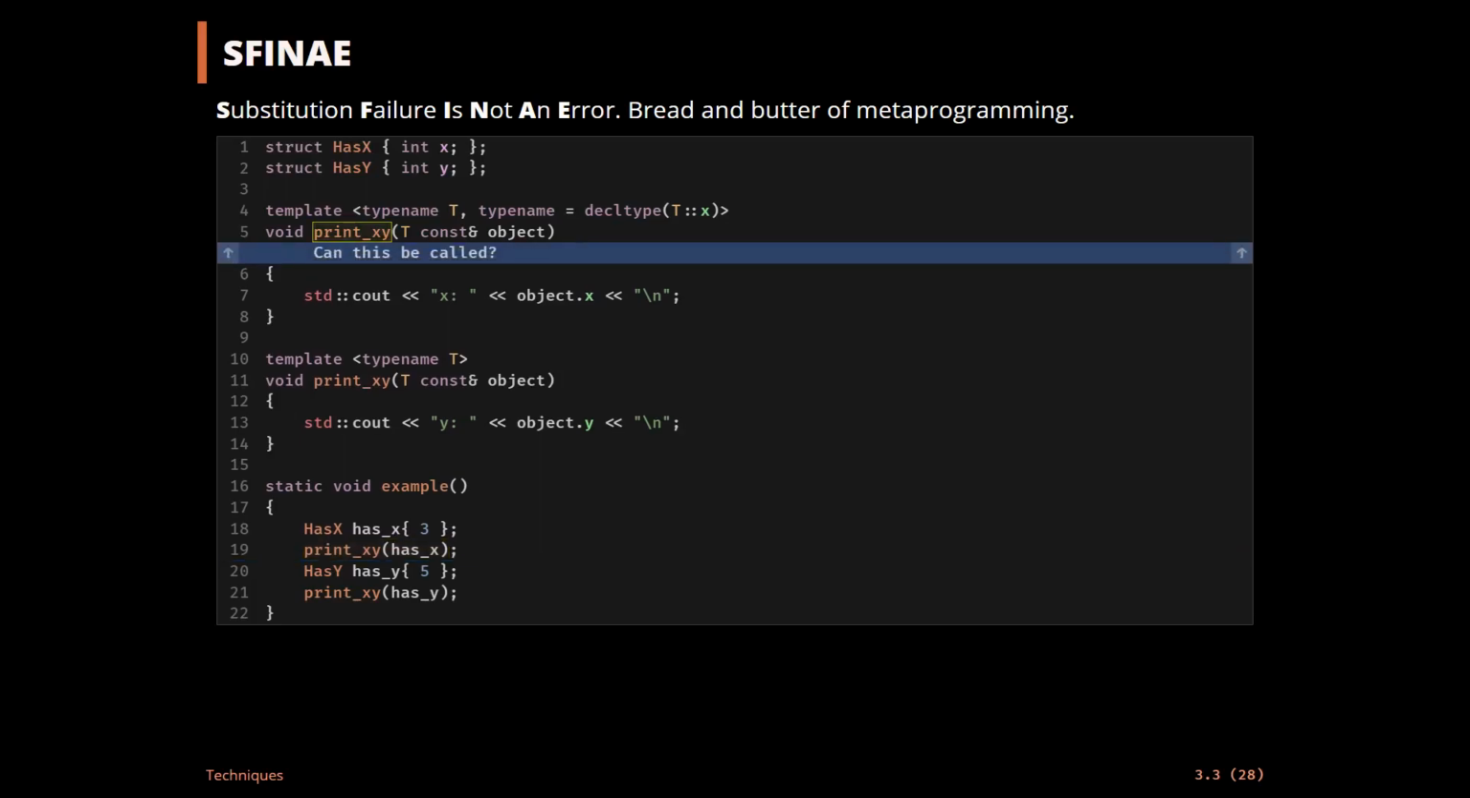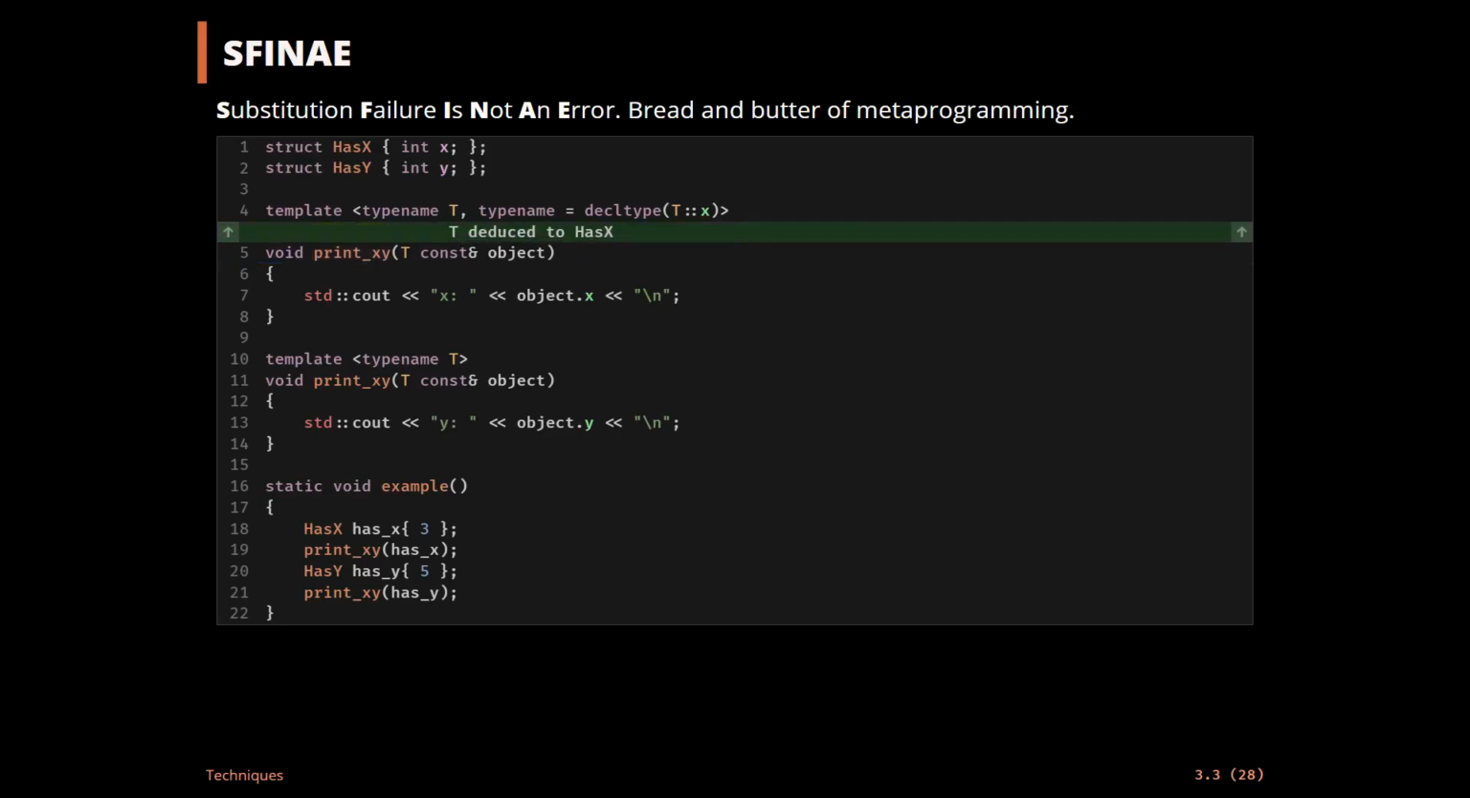Well, can we call this function with that? Who thinks you can? Who thinks you can't? That's only one person. Well, you can. I'm sorry. So this is what happens, right? T gets deduced to be has x, and then it's going to do the default value on the right hand side, which is has x colon x, which is going to be an int.